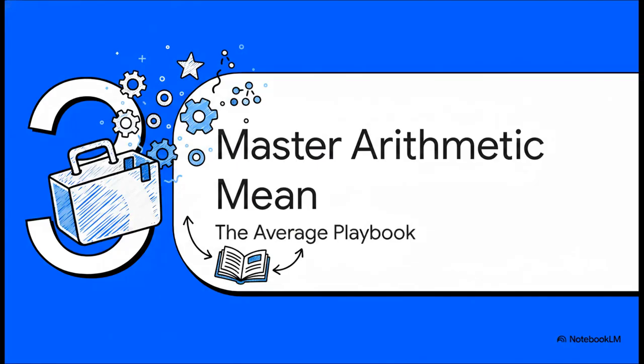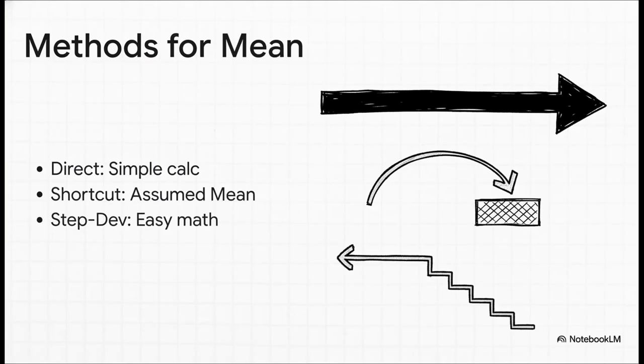All right, Section 3, mastering arithmetic mean, the average playbook. Now, when you're calculating the arithmetic mean, you've generally got 3 routes you can take, especially when dealing with a continuous series. First, there's the direct method. This is your straightforward multiply and divide calculation. Pretty standard. But if your numbers are just massive, doing that gets super tedious and it's really easy to make a mistake. That is exactly where the shortcut method comes in handy. It uses something called an assumed mean, which we denote as A. You essentially just pick a logical center point to simplify the math.